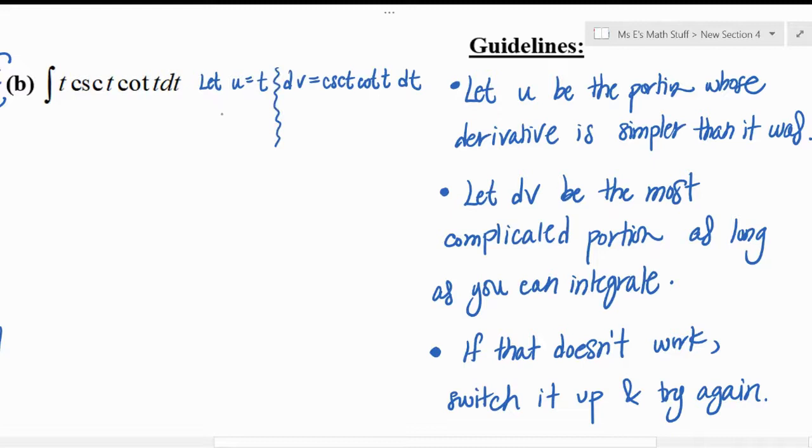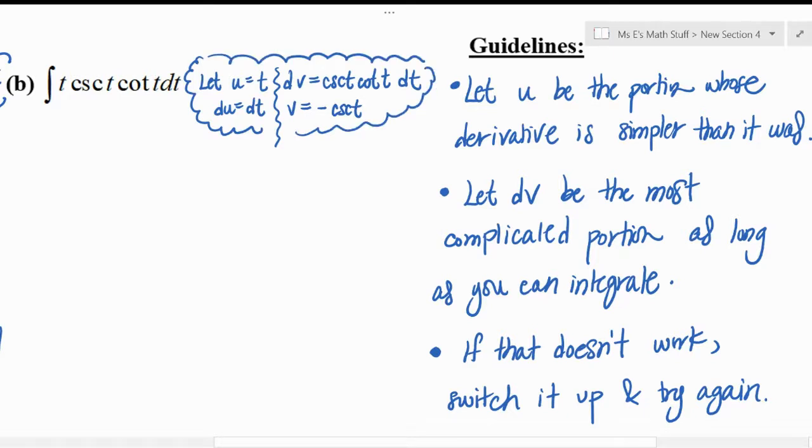So if u is t, what's du? Yep, dt. And then what would we have to take the derivative of to get cosecant t cotangent t? And the answer would be the opposite of cosecant t. There you go. And then some people are probably wondering, like, what about the plus c? Well, for the toolkit part of integration by parts, it doesn't make sense to have that plus c there. So we don't write a plus c.